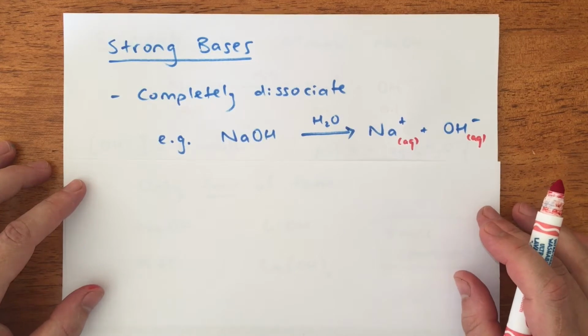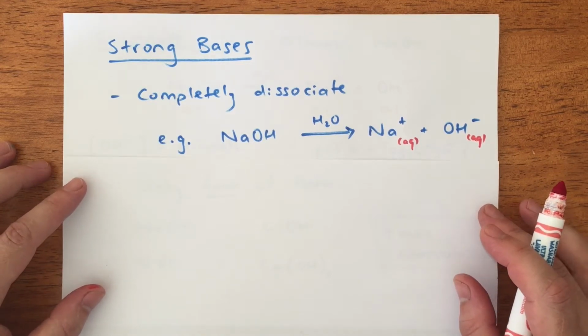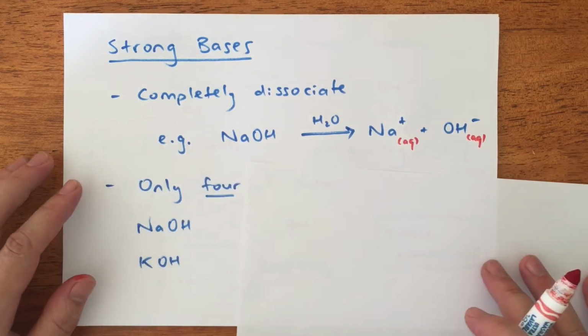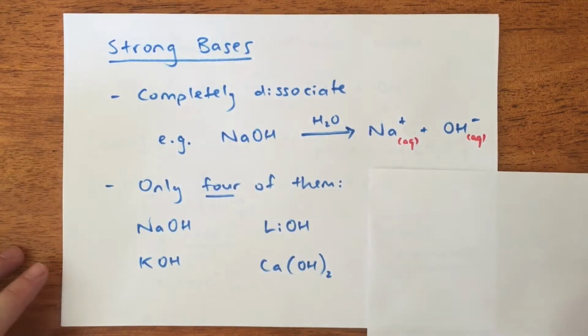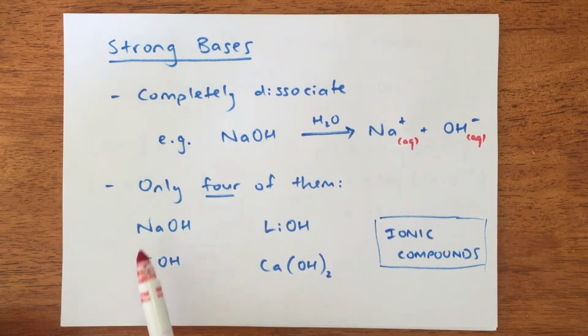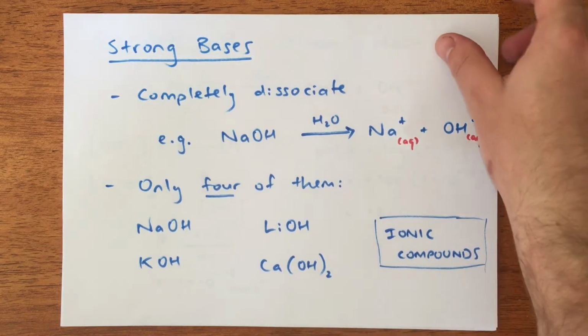There are only 4 strong bases. That's how we know when we're dealing with a strong base, from memory, knowing that there's only 4. And those 4 are NaOH, KOH, LiOH, and Ca(OH)2. Sodium hydroxide, potassium hydroxide, lithium hydroxide, and calcium hydroxide. And again, all 4 of those are ionic compounds. They all contain a metal, calcium, lithium, potassium, sodium, and a non-metal group, which is hydroxide in each of these cases. So how do we calculate the pH of a strong base?